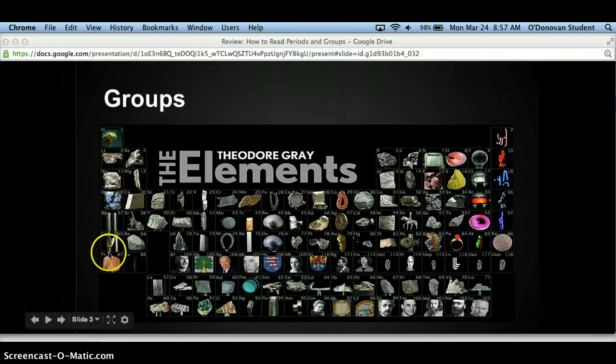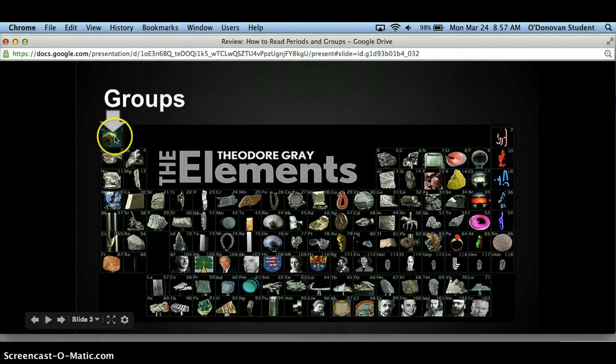The next category is groups. Groups are the ones that go downward. So here would be one group, and there's another group, and over here is another group. Groups typically have similar characteristics. If you look over here, they're all shiny. If you look over here, since they all have full electron shells, they all glow. Those are the noble gases.